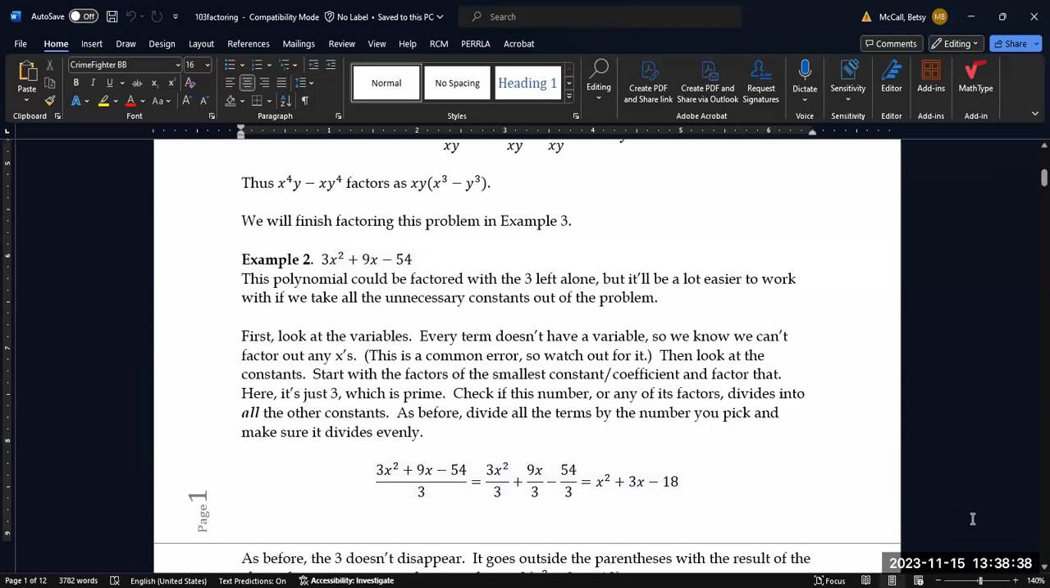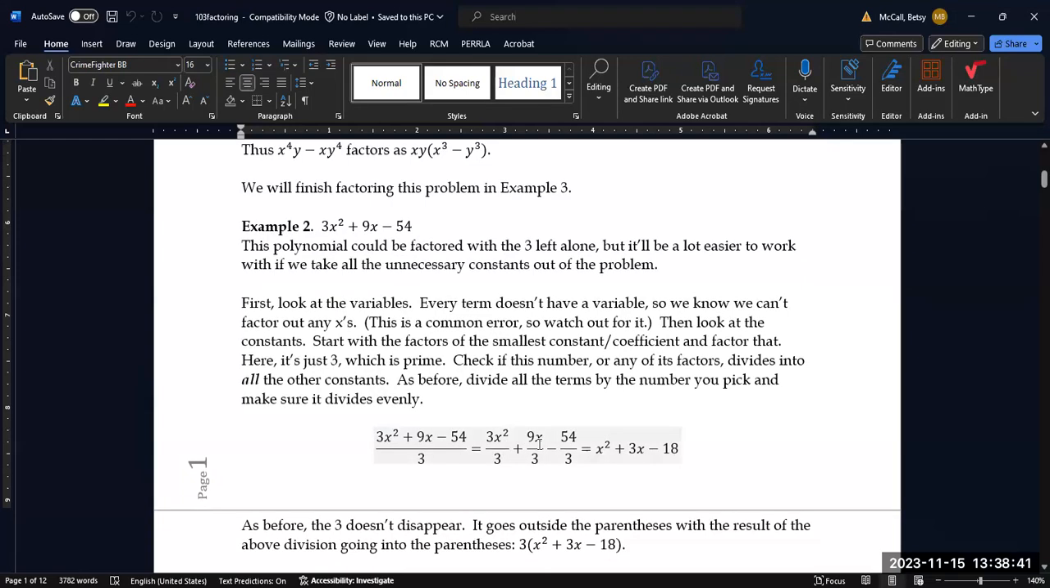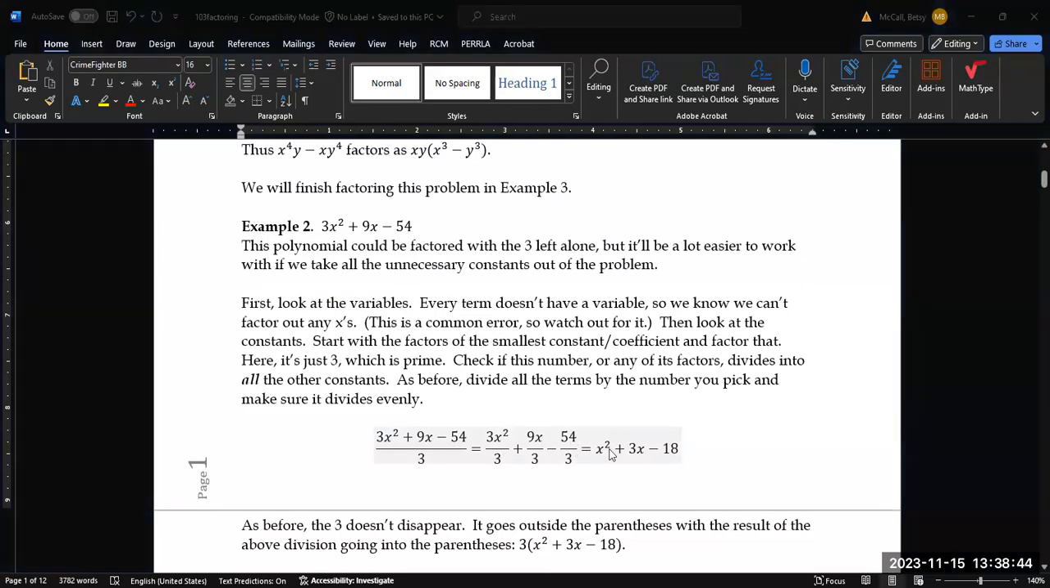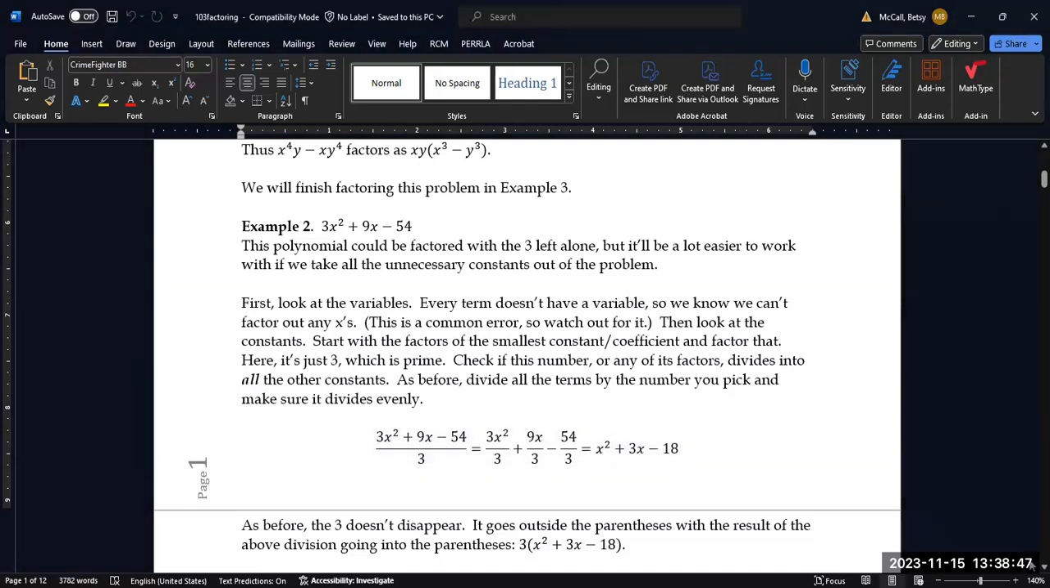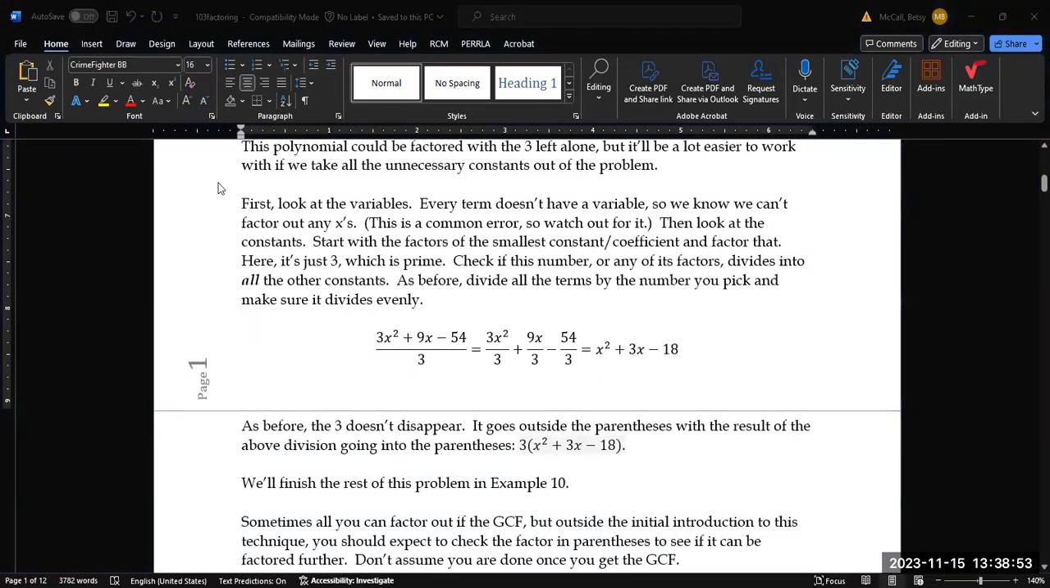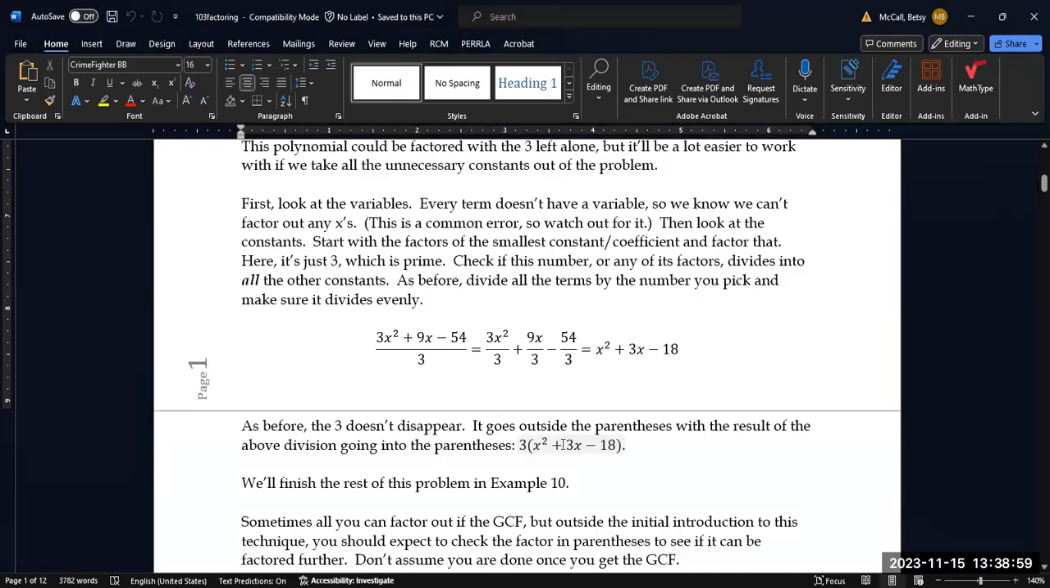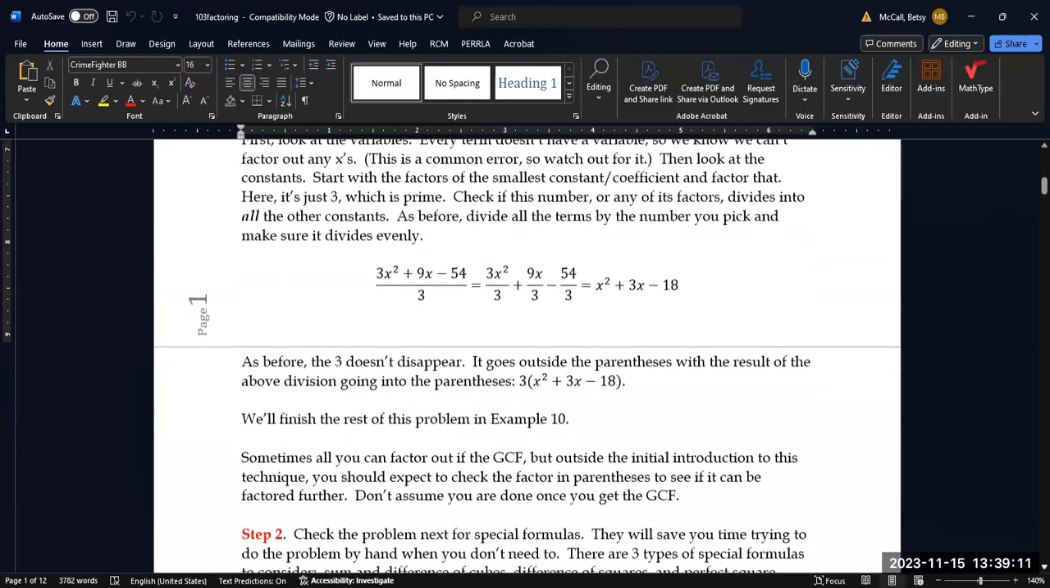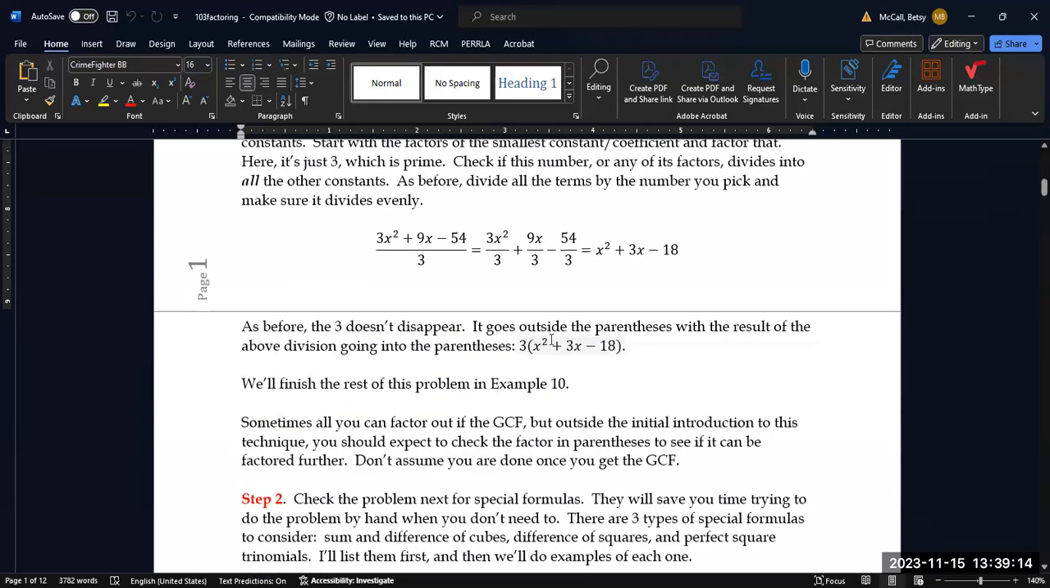So again, what I can think of this as is dividing each of my terms by the common factor. And then that reduced form would be the second factor after I take out my 3. So this expression, 3x squared plus 9x minus 54, is equal to 3 times x squared plus 3x minus 18. If I want to verify that, I can distribute that 3, and I should get back my original expression. Now, this is not finished factoring. This is just the first step. We'll finish this example later on.